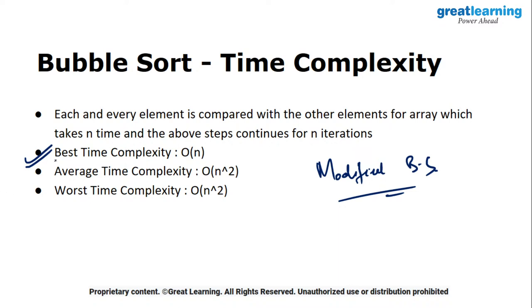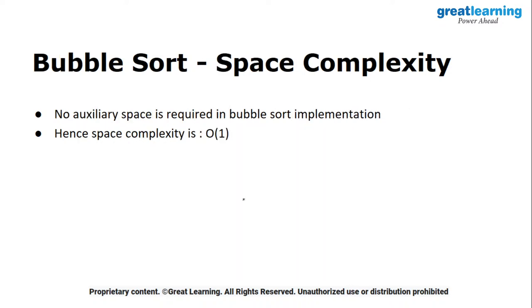So in the best case, you have big O of n, and in average and worst, you already know it is big O of n square. Done. What about the space complexity? Now you are not using any auxiliary space or any extra memory. So obviously the space complexity will be big O of one.